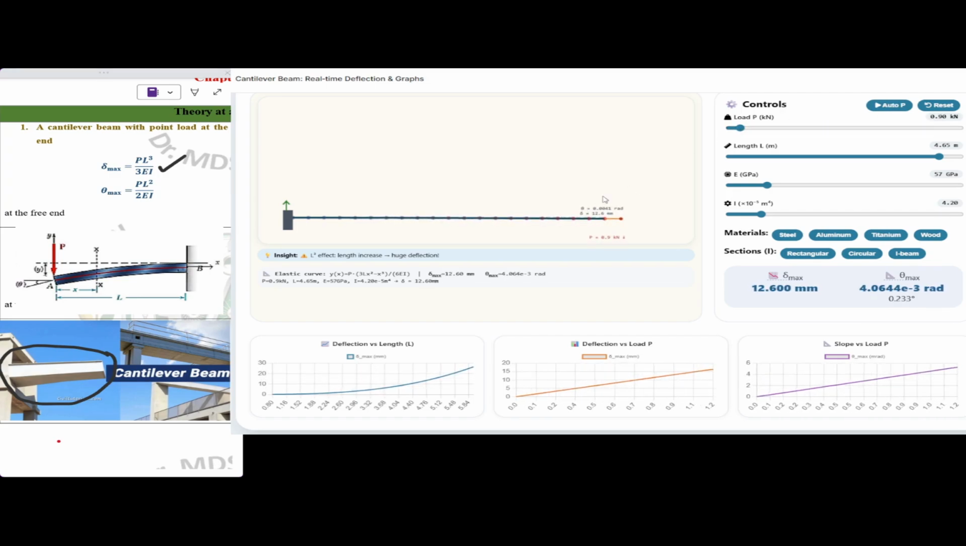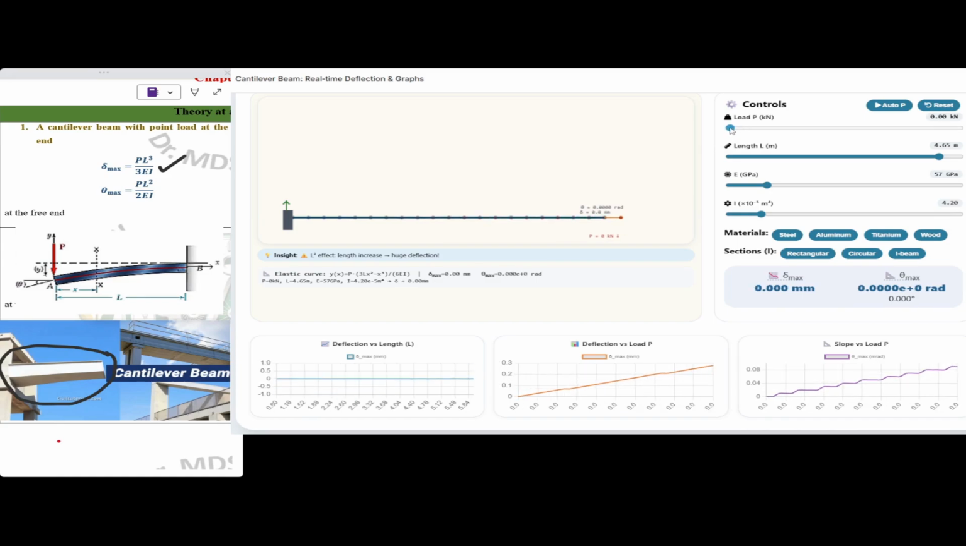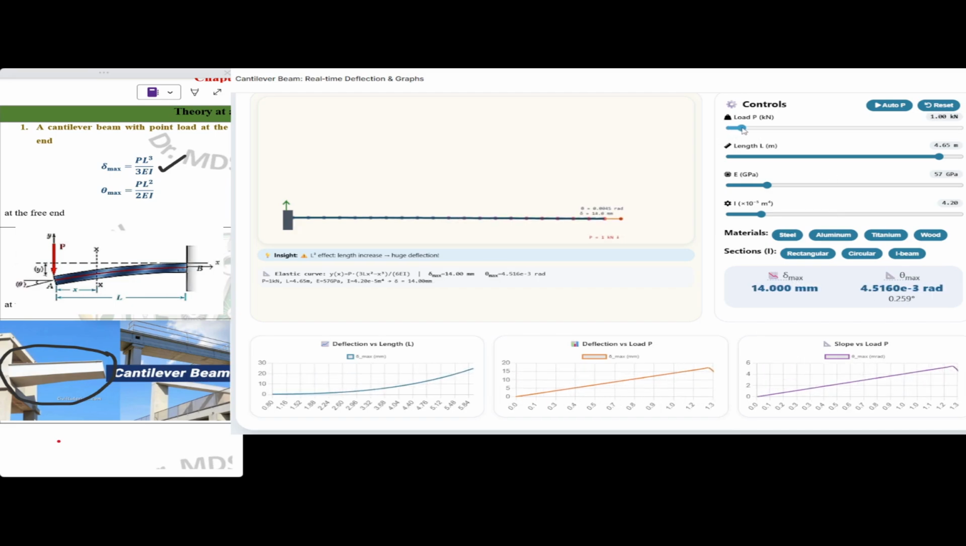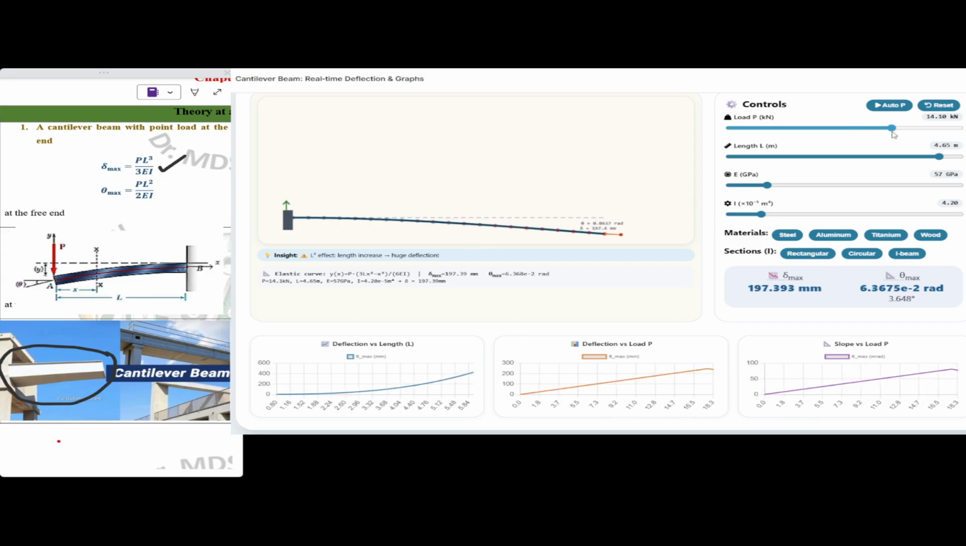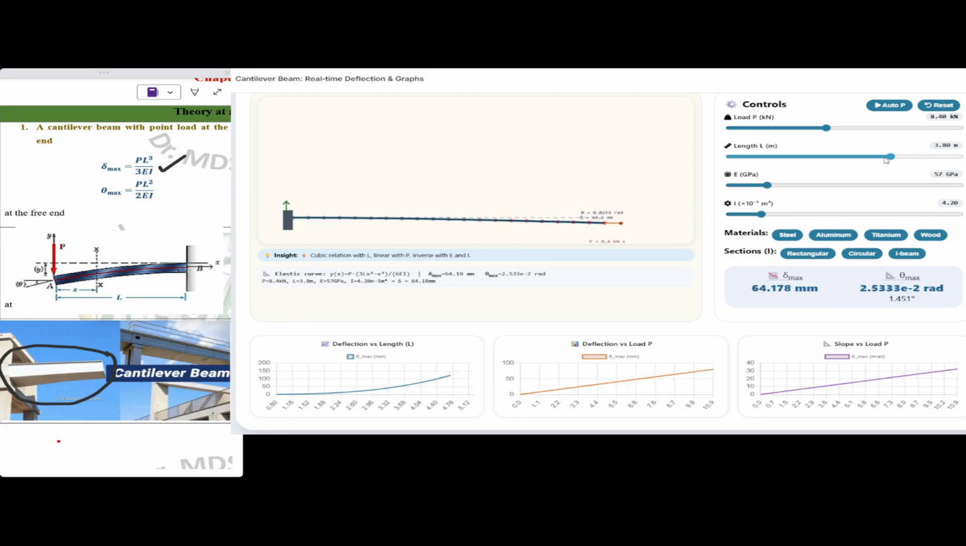P is the load acting here at the end. It is currently 0 kilonewton, so the deflection and slope are minimum, nothing, 0 value. You can note from here that delta and theta are 0. Now as you increase the P value, see the deflection and theta value increasing. At the same time you can see the deflection at the free end also. Since P and delta are directly proportional, as we had seen in the formula.